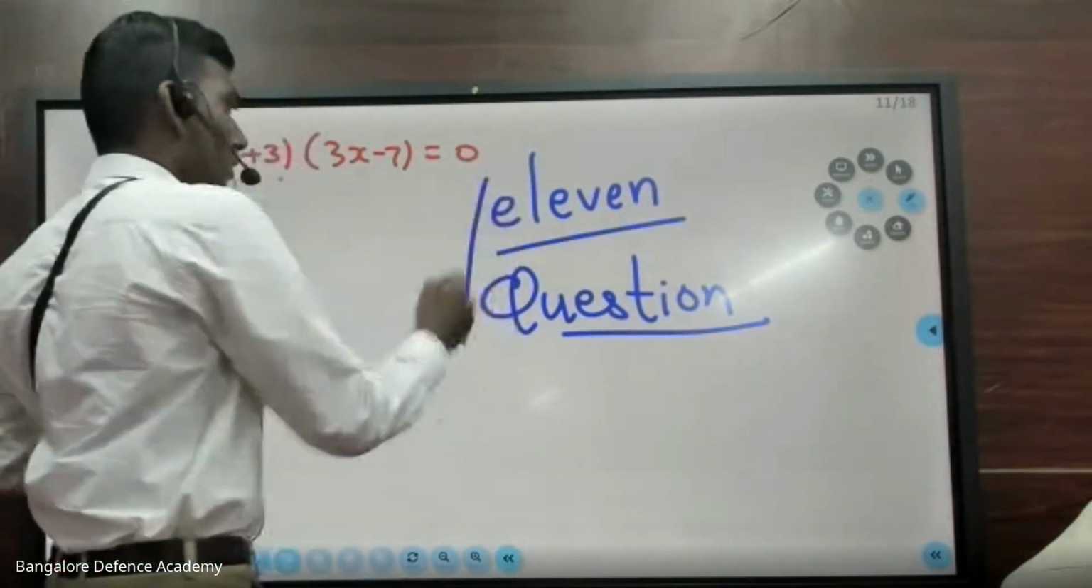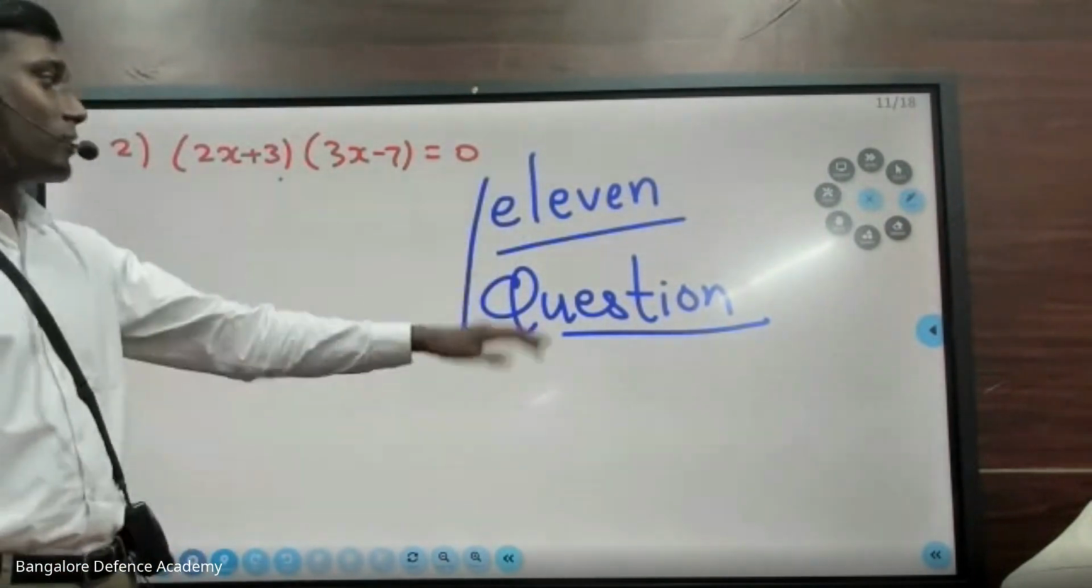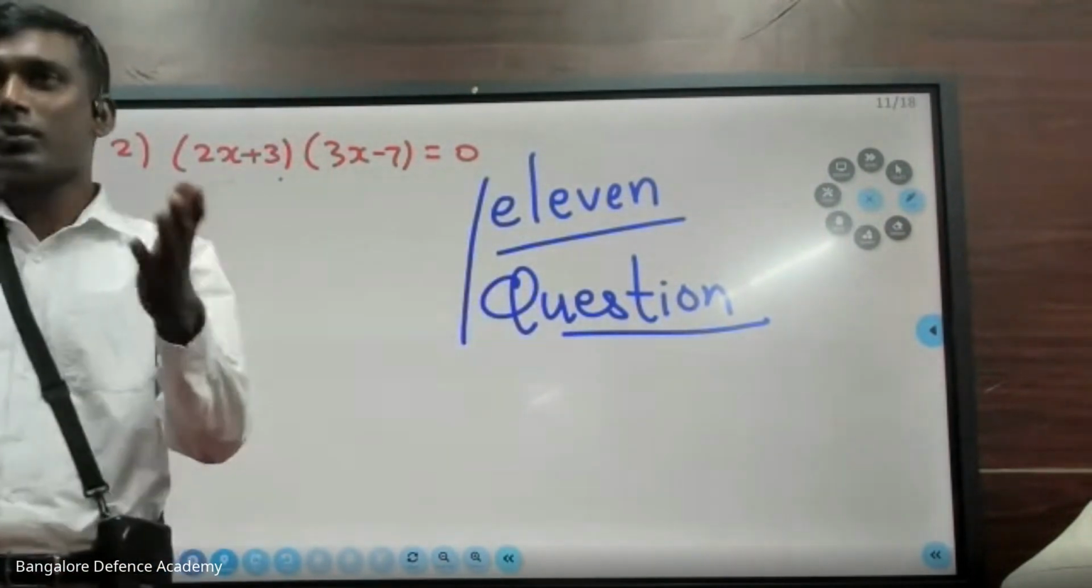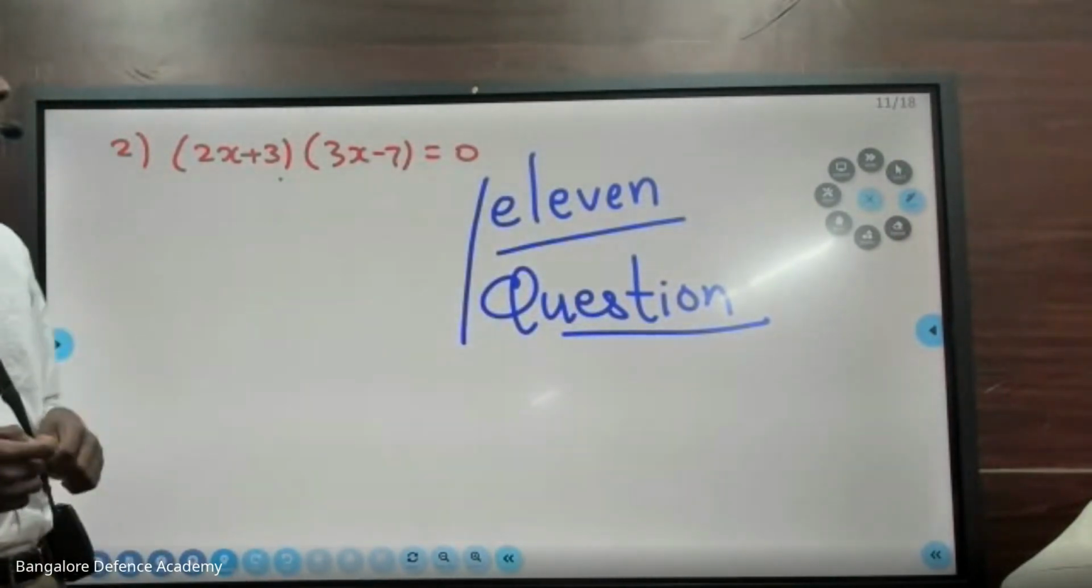Okay, so if you say "eleven" and someone laughs at you, don't worry, you are right. If you say "question", any question, that is the right way you are going to pronounce this word. Question and all is wrong. Okay, next.